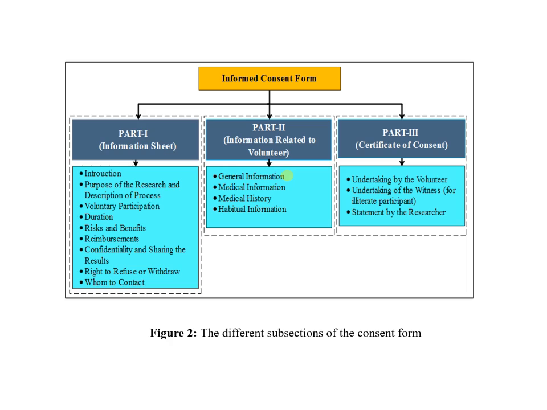So it contains the introduction. Then the second part is the purpose of the research and description of the process. What are the processes involved in your research? Then you have to make them understand their voluntary participation, the duration of the research, then the risks and benefits if there is anything involved in the whole process, the reimbursement, then confidentiality and sharing of the result, then the right to refuse or withdraw, and whom to contact.